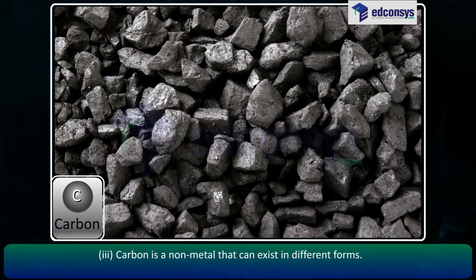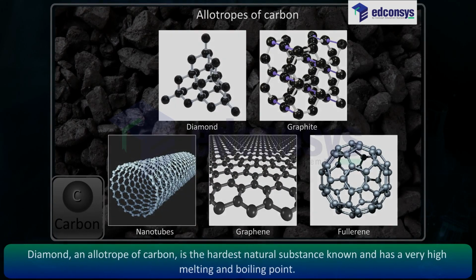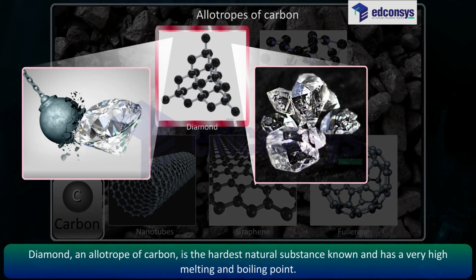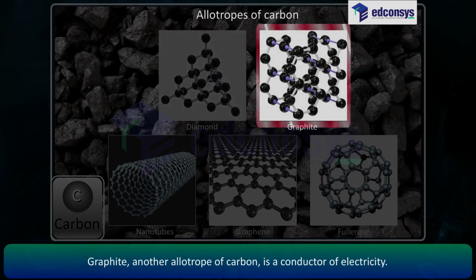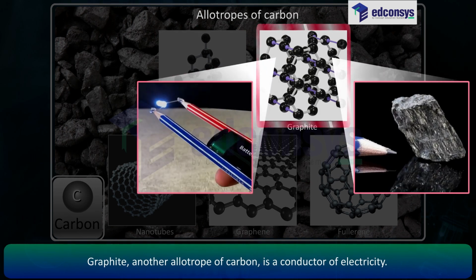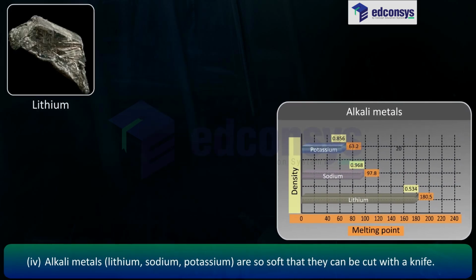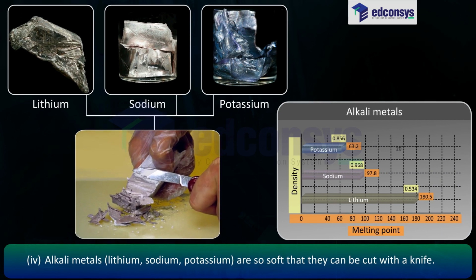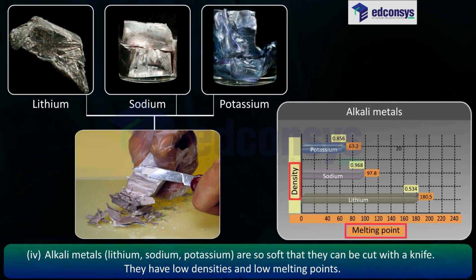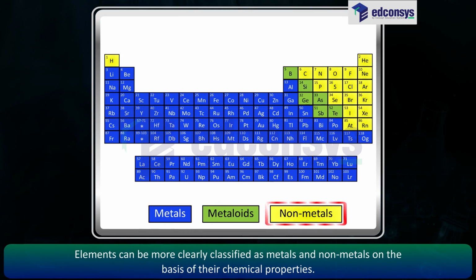Carbon is a nonmetal that can exist in different forms. Each form is called an allotrope. Diamond, an allotrope of carbon, is the hardest natural substance known and has a very high melting and boiling point. Graphite, another allotrope of carbon, is a conductor of electricity. Fourth, alkali metals, lithium, sodium, potassium, are so soft that they can be cut with a knife. They have low densities and low melting points. Elements can be more clearly classified as metals and nonmetals on the basis of their chemical properties.